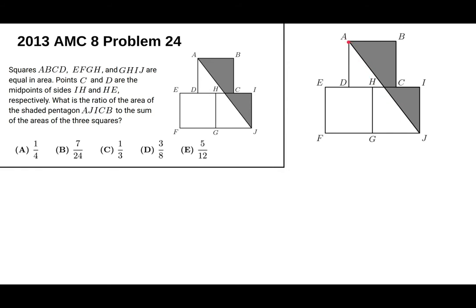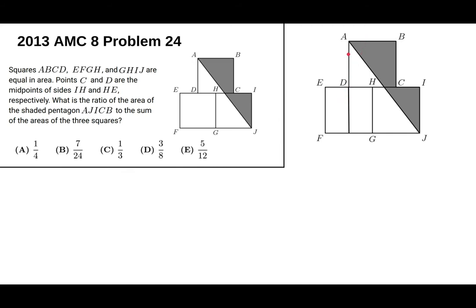Also, it doesn't mention that every one of these is a unit square, but since they're equal in area, we can just say that they're unit squares for simplicity. If they're like side length 2 each, then we can just scale it up by a factor of 2. So let's just for simplicity assume that these are all unit squares.